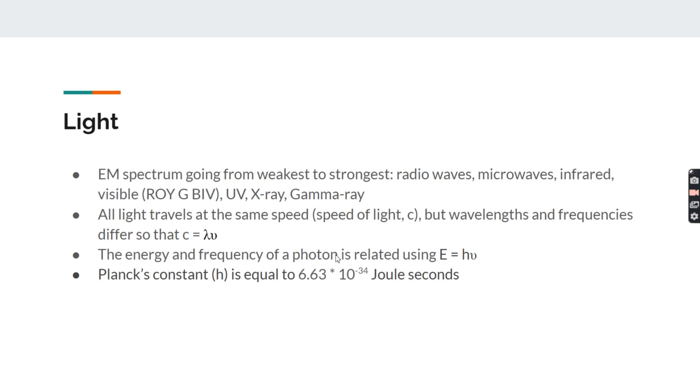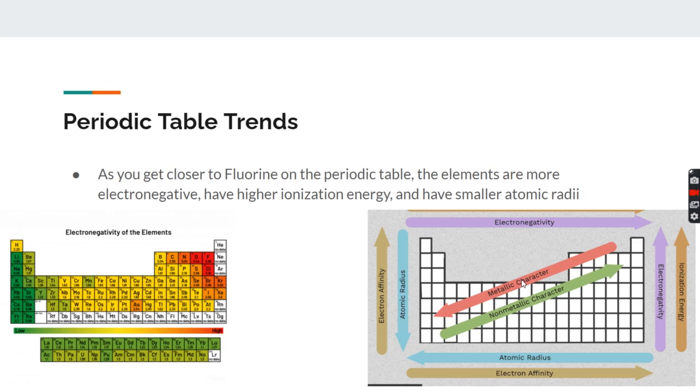So the energy of a photon is related here. This little V-looking Greek letter is the frequency, and Planck's constant is just a constant. So this number is just on top of the frequency. So these are proportional, the energy of a photon and the frequency.